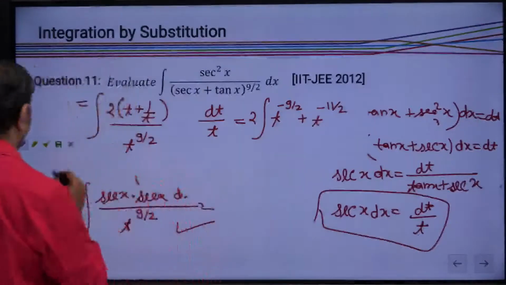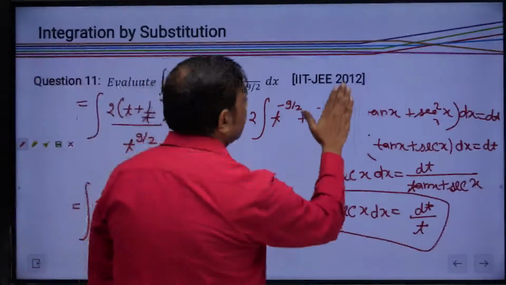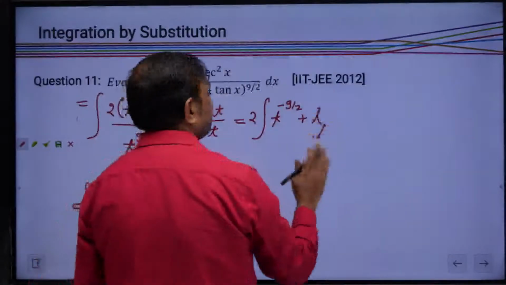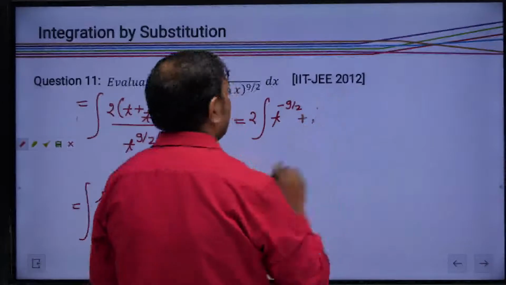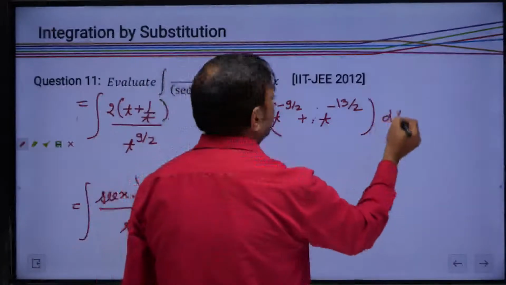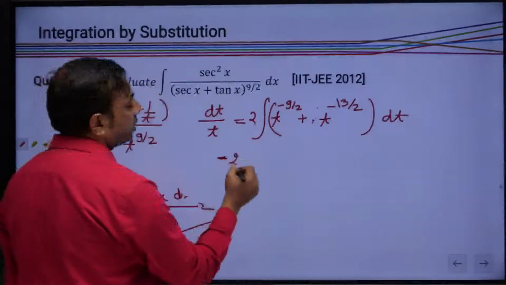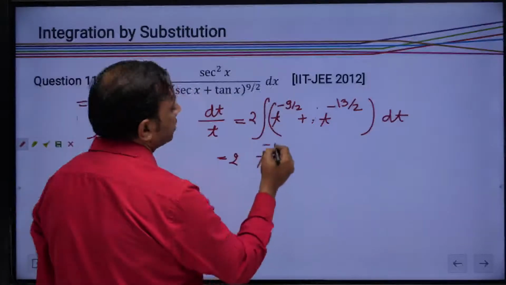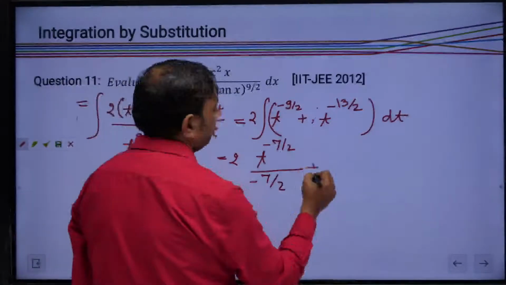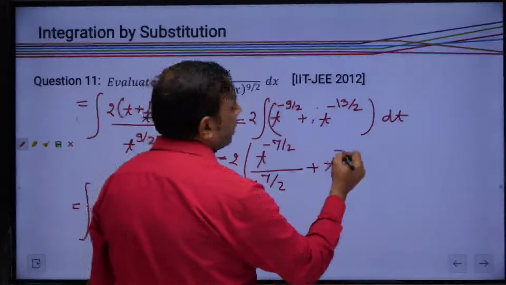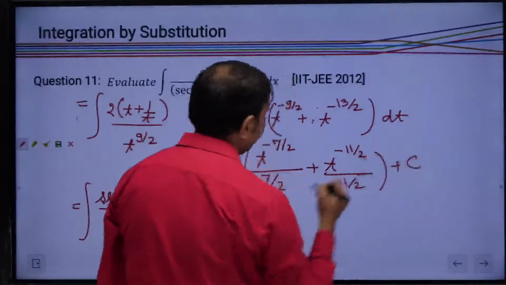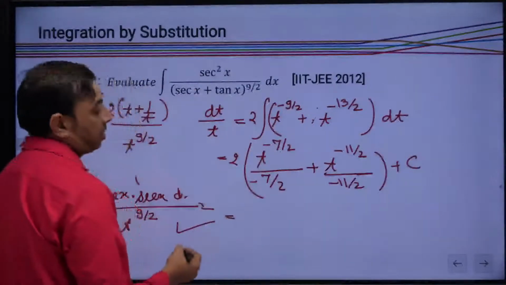Not 11 by 2, it is 13 by 2, sorry. It is t to the power minus 13 by 2 dt. So now we can do the integration. So t to the power minus 9 by 2 in the integration will be t to the power minus 7 by 2 upon minus 7 by 2. For the next term, it will be t to the power minus 11 by 2 upon minus 11 by 2 plus integrating constant.